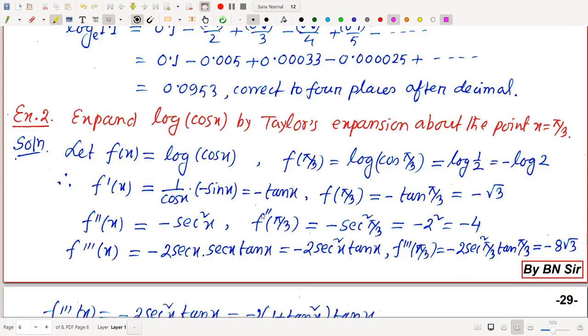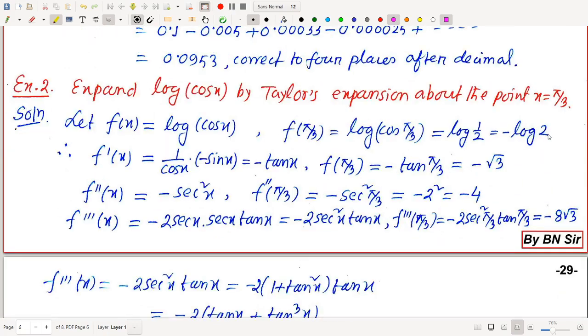So we got the answer. Example 2, expand log cos x by Taylor's expansion about the point x equal to pi by 3. About the point x equal to pi by 3 means all derivatives will be at the point pi by 3 and the expansion will be in powers of x minus pi by 3. So f(x) is log cos x, and f of pi by 3 is log cos pi by 3. Cos pi by 3 is half, so you can write log of 2 to the power minus 1, which is minus log 2.